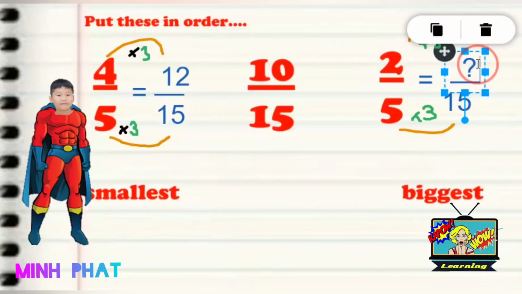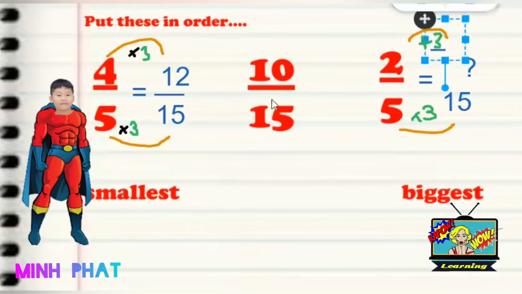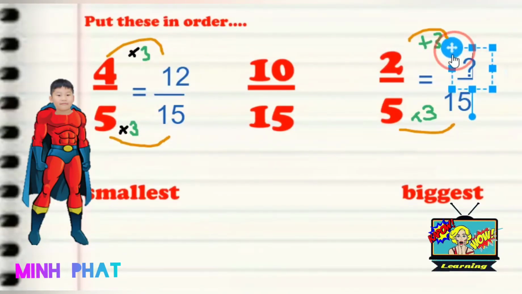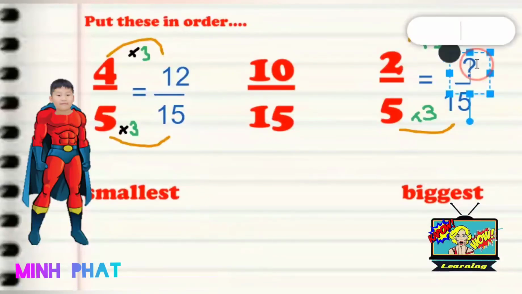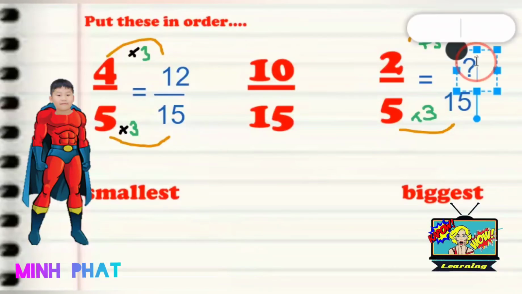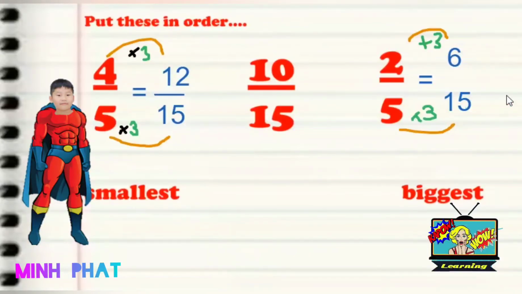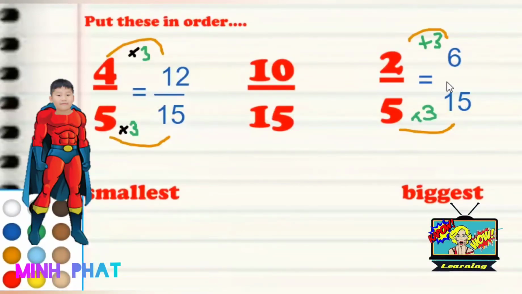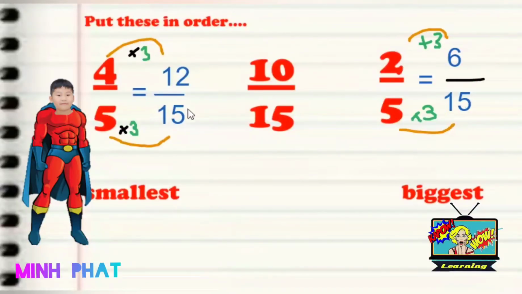It's 6. Excellent. Now you could have done this in many ways. You could have divided this by 5, but we're not, because it might not work. So let's keep it simple like we've been doing. 3 times 2 is 6. So now we've got 6/15. So now we've got 12/15, 10/15, and 6/15.